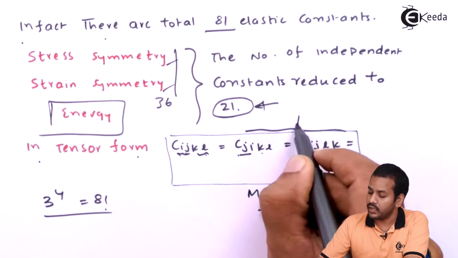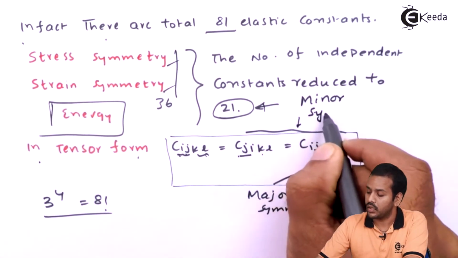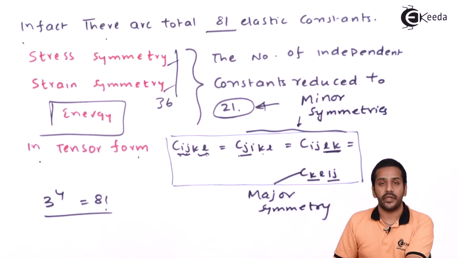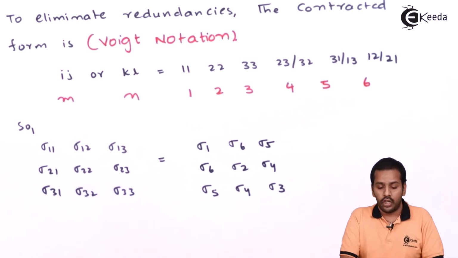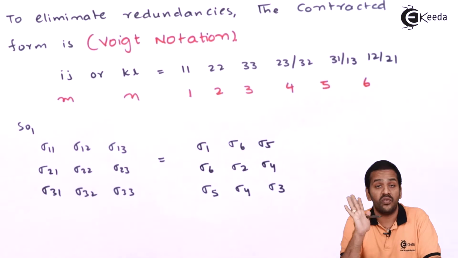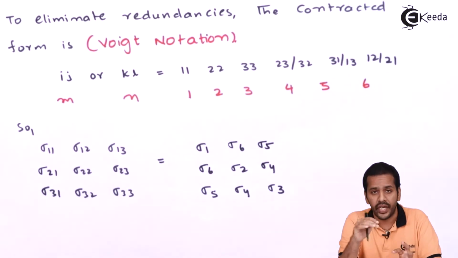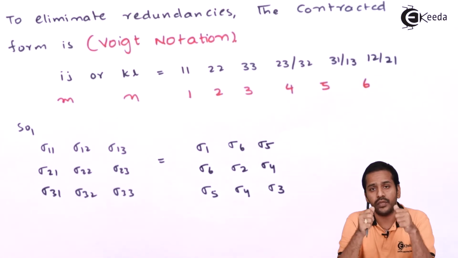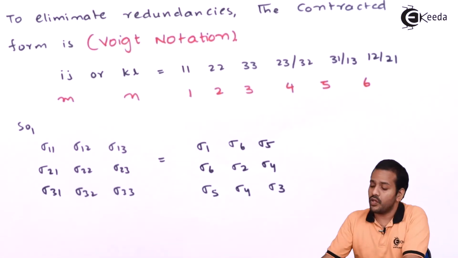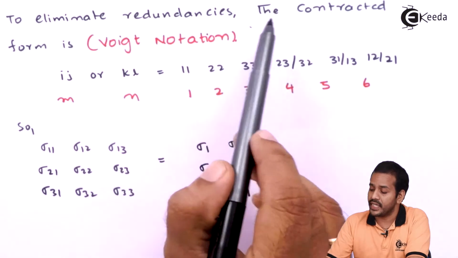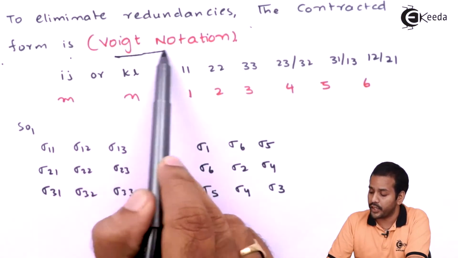And these are called the minor symmetries. So, if you see the notations here, we are having four indices. Writing four indices is very cumbersome, very difficult. That's why we have a notation called the Voigt notation. In the case of Voigt notation, to eliminate redundancies, the contracted form is called the Voigt notation.